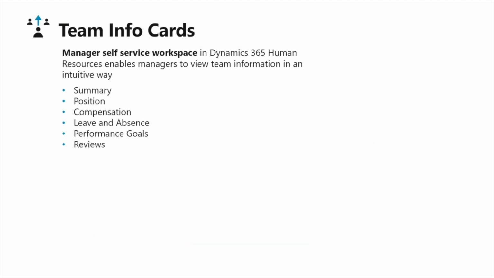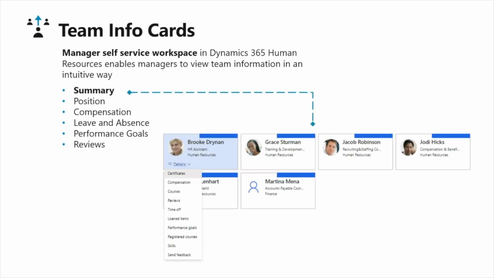Next is the team information cards, which play an important role by giving managers an intuitive view of their team's various details divided into these listed tabs. The Summary tab provides a quick view of your direct reports as a manager. If a direct report also has workers reporting to them, the card displays the number of direct reports in the upper section along with a View Team button option.